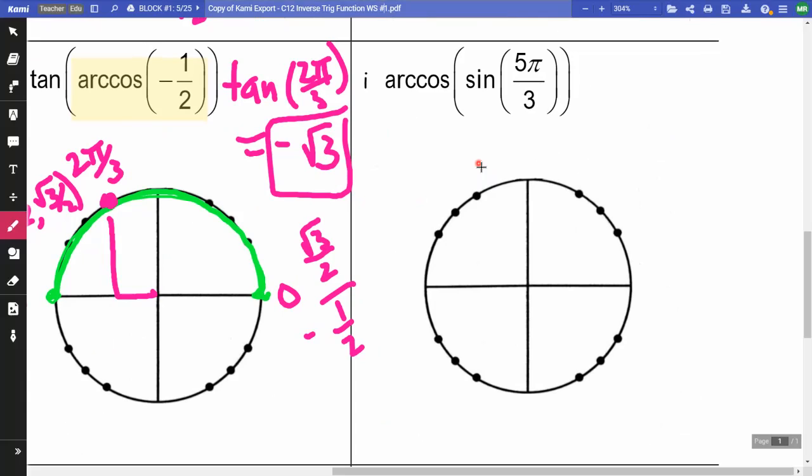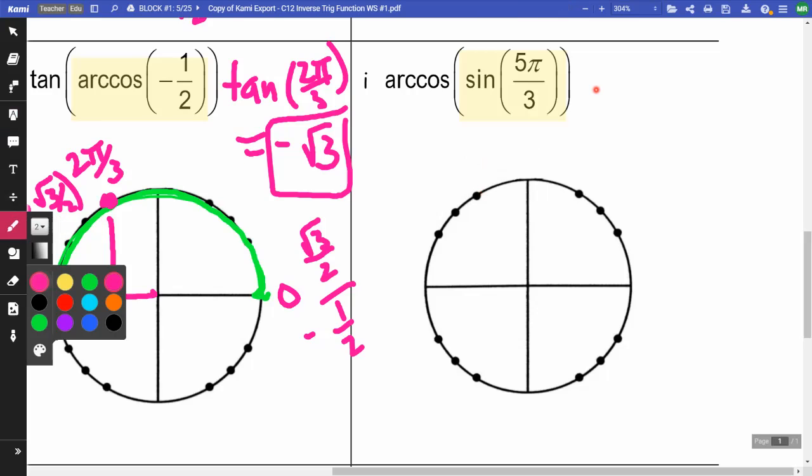Okay, so in this case, this one's slightly different. We are going to be starting with what's on the inside, which is they want you to find sine of 5 pi thirds. But sine of 5 pi thirds is going to be a number. I'm finding the x or y coordinate. In this case, sine is the y coordinate.